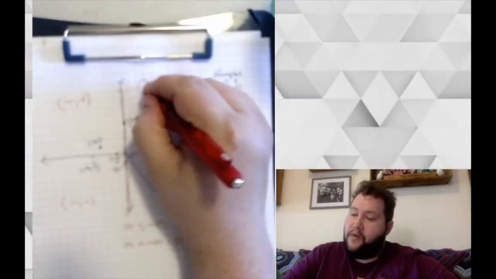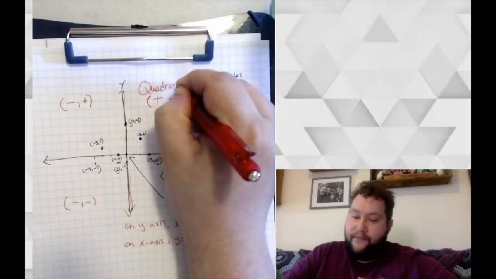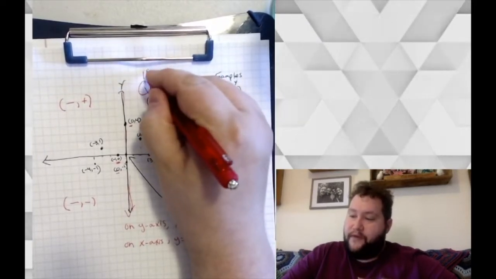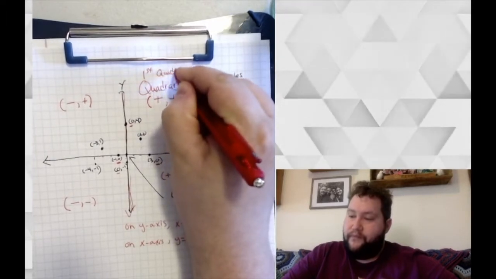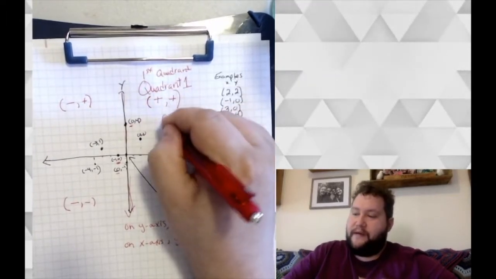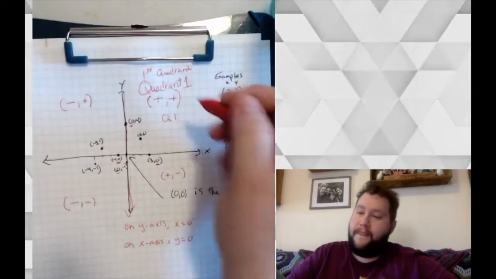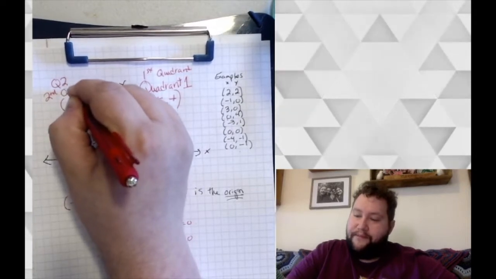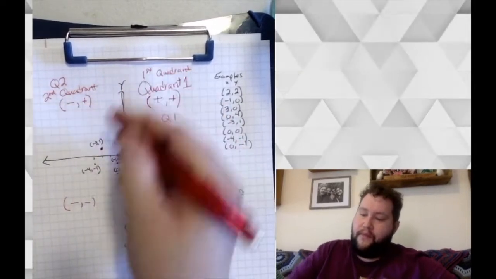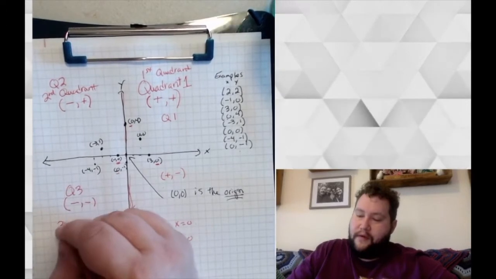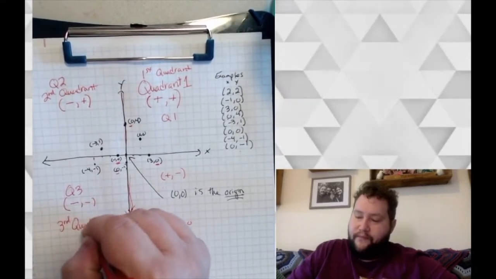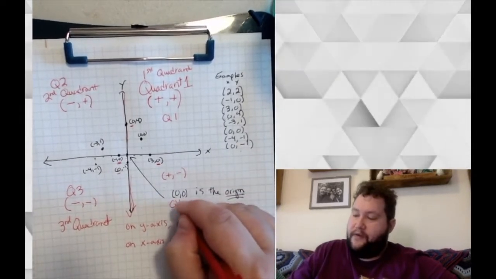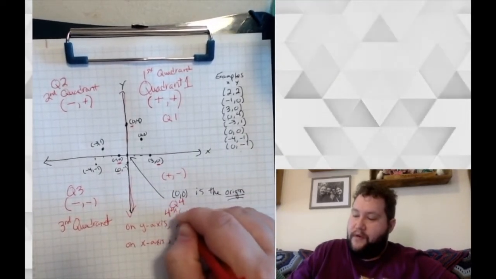And this is called the first quadrant, which generally speaking I'll write as Q1. Here we have Q2, or the second quadrant, Q3, or the third quadrant, and over here we have Q4, or the fourth quadrant.